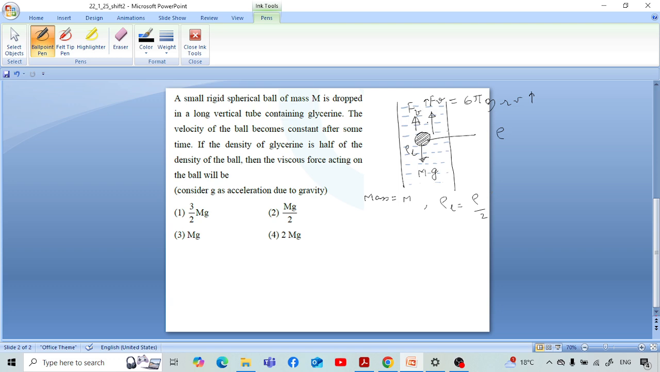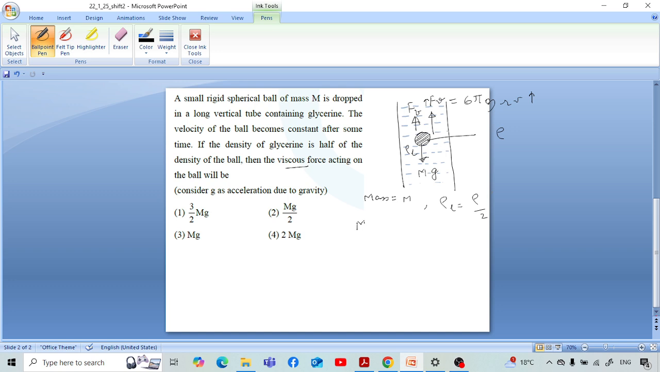Now the forces acting on the ball are a total of 3. First one is the gravitation force acting downwards. Second force is the buoyant force which is acting upwards, and third force is the viscous friction force which is also acting upwards. So when the sum of the viscous friction force and the buoyant force becomes equal to the gravitation force mg, then at that instant the velocity, the terminal velocity, becomes constant, and at that particular instant of time we have to calculate the viscous force. So in this way we have to balance the force.